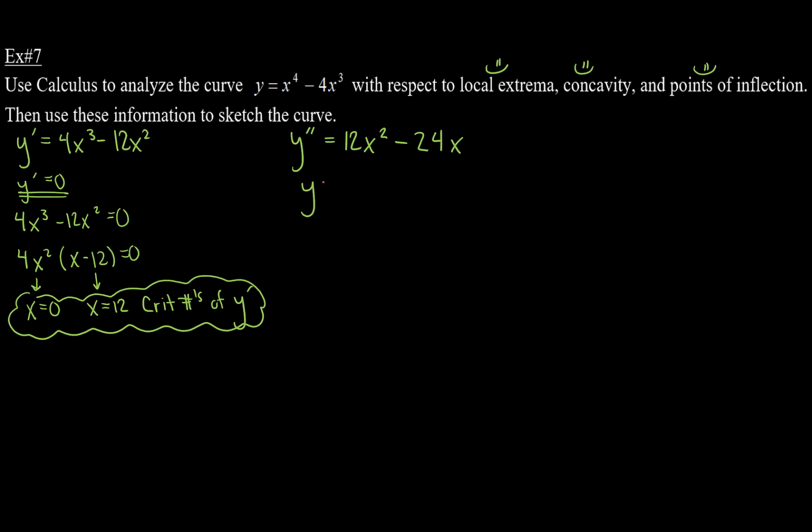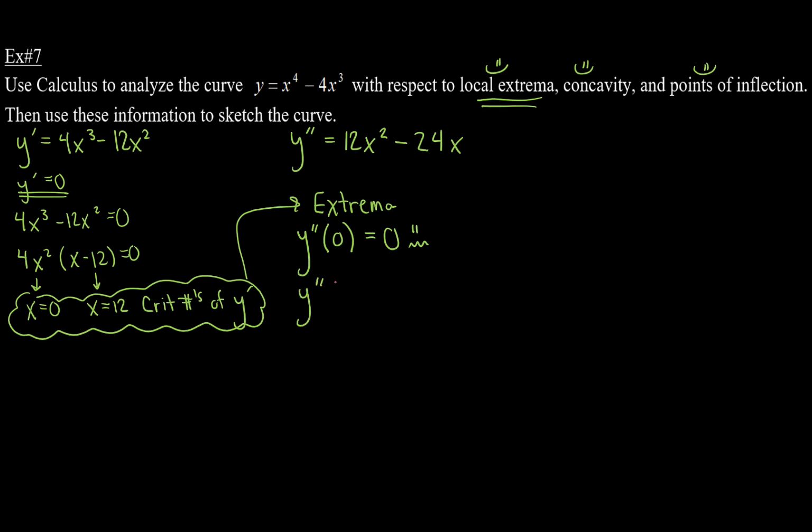And now what I'm going to do is find my extrema first, and I'm going to use the second derivative test. I'm going to take my critical numbers and plug those into y double prime. So I'm going to evaluate at 0. If I plug in, I've got 12 times 0 squared minus 24 times 0. This gives me 0. Aww. Second derivative test isn't telling me bupkis.